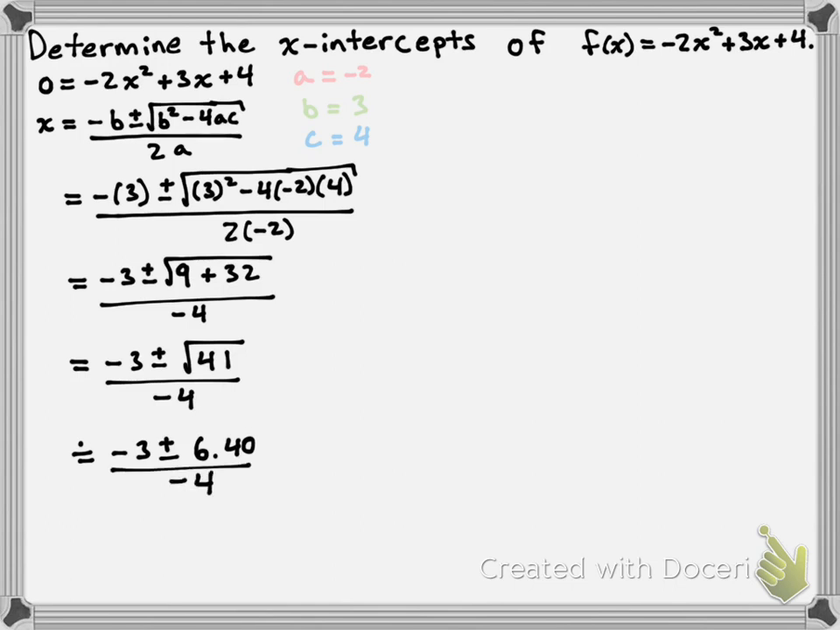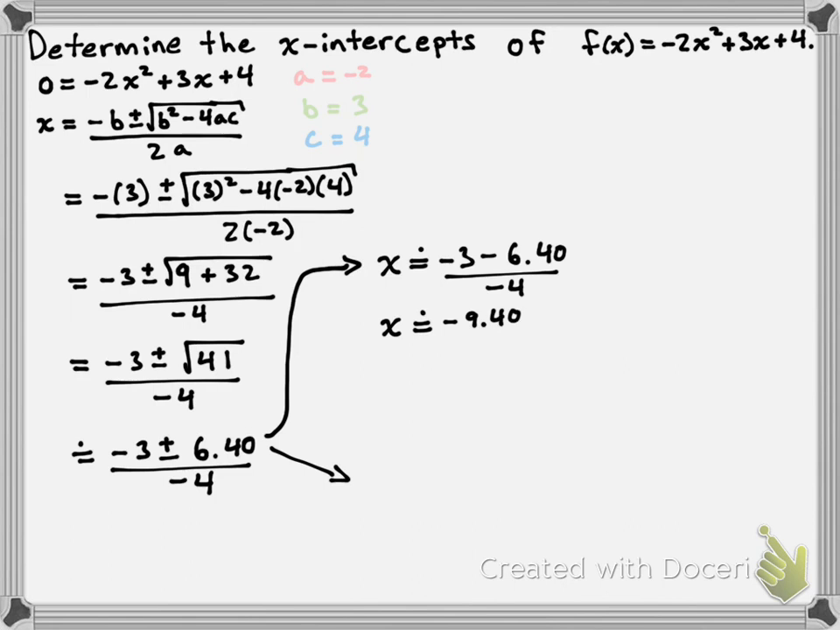Okay, so let's split this into 2 pieces now. All right, so for our top piece, I'm actually going to take the negative this time. It doesn't matter whether you take the negative or the positive first. I'm going to take the negative. That's going to give us -3 minus 6.40 divided by -4. Dealing with the top, we're going to have -3 minus -6.40, which is -9.40 divided by -4. Okay, and then dividing these, we end up getting x is approximately equal to 2.4, which I'm going to round to 1 decimal place. Okay, great.